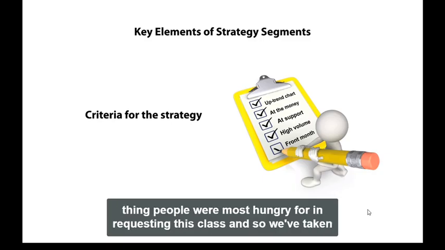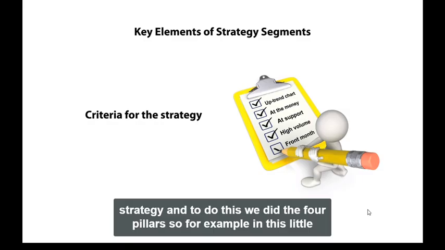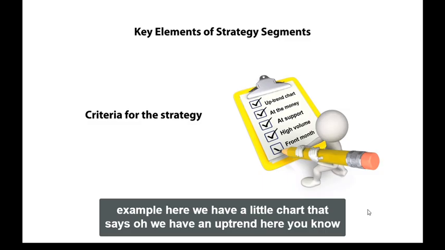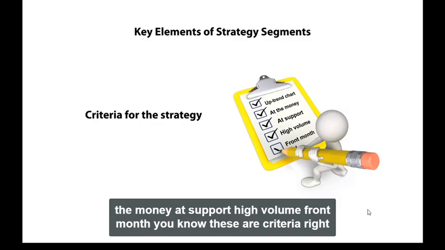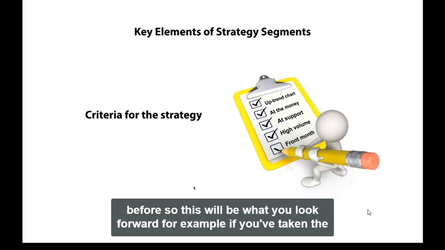And this is the thing people were most hungry for in requesting this class. And so we've taken tremendous care to be as detailed as possible for laying out criteria for a strategy. And to do this, we did the 4 pillars. So for example, in this little example here, we have a little chart that says, we have an uptrend here, at the money, at support, high volume, front month. These are criteria, right? And we've never been this detailed before. So this will be what you look for.